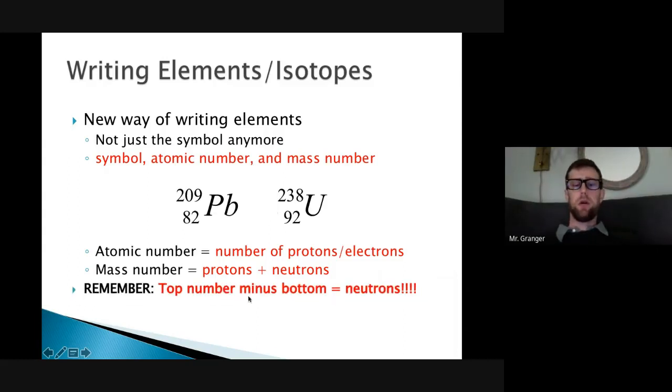So remember that the top number minus the bottom number, or our mass number, 209, minus atomic number of 82, is going to equal the number of neutrons. So if you want to find out how many neutrons there are within one of these nuclei, you can simply subtract the 82 from the 209, or the 92 in the case of uranium from 238.